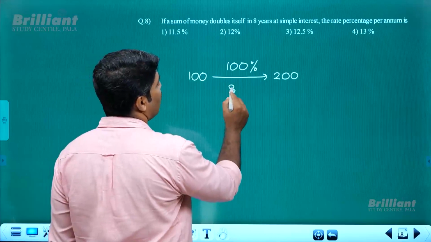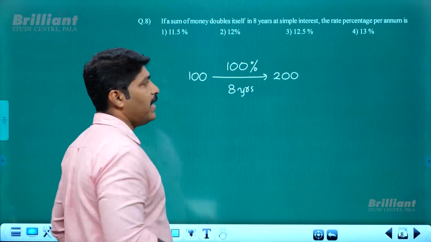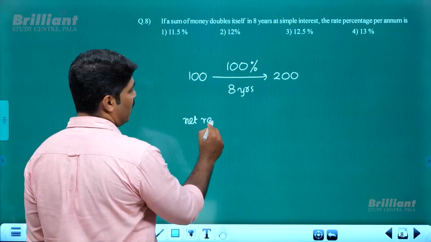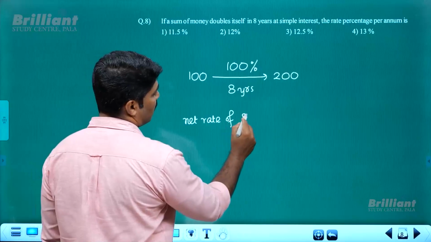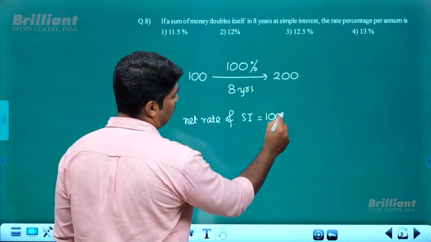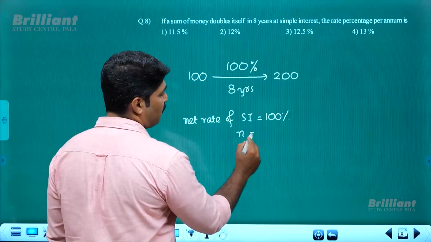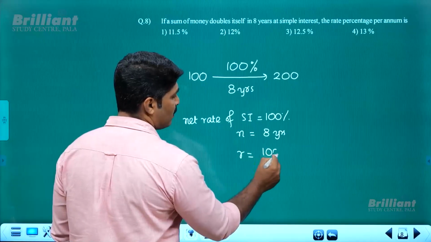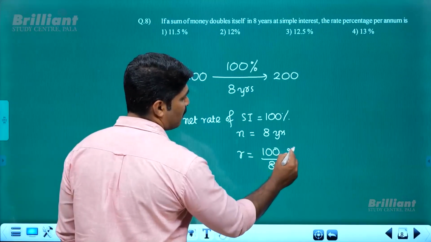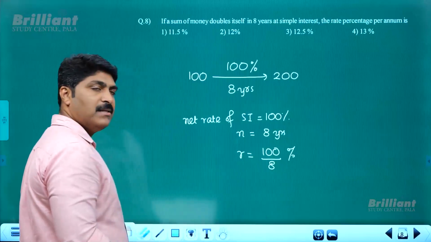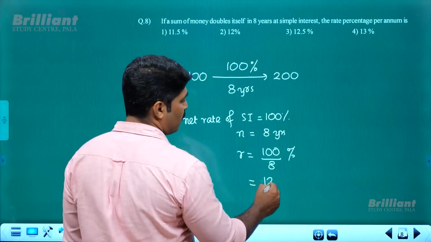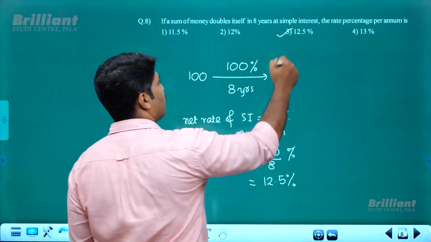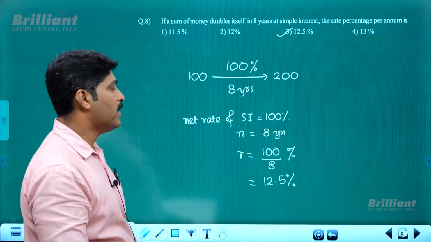It occurred in 8 years. So here that 100% is the net rate of simple interest, and the period of investment is 8 years. Therefore, rate is very simple: 100 by 8% per annum. What is 100 by 8? That's equal to 12.5% per annum. So here the answer is option 3, that is 12.5% per annum.